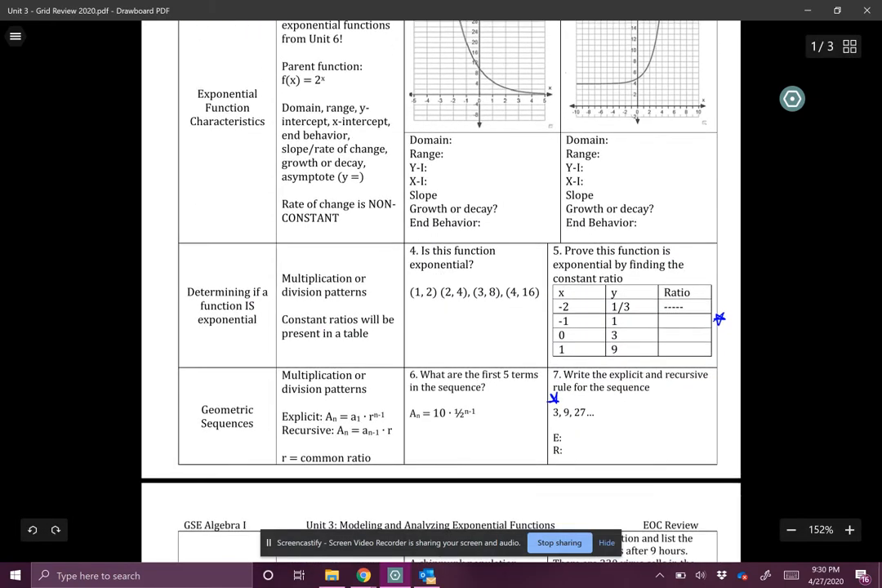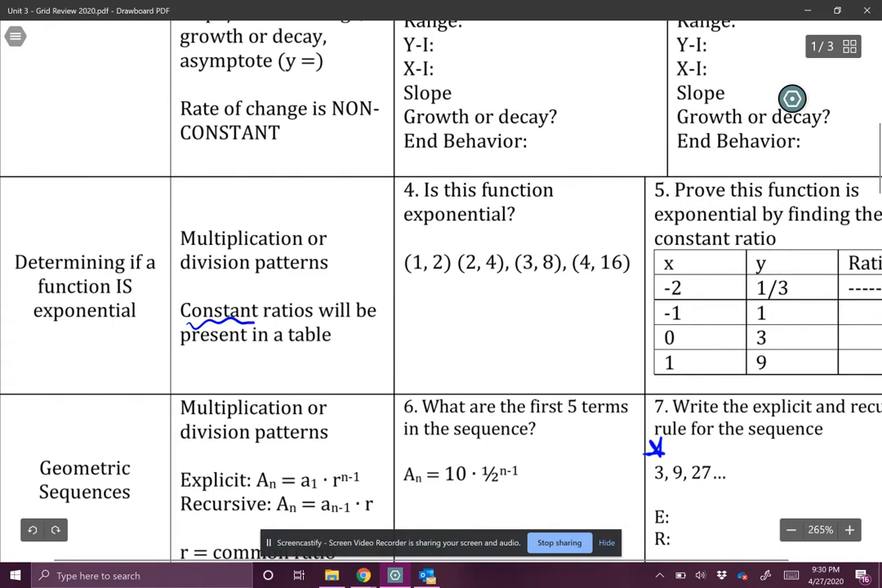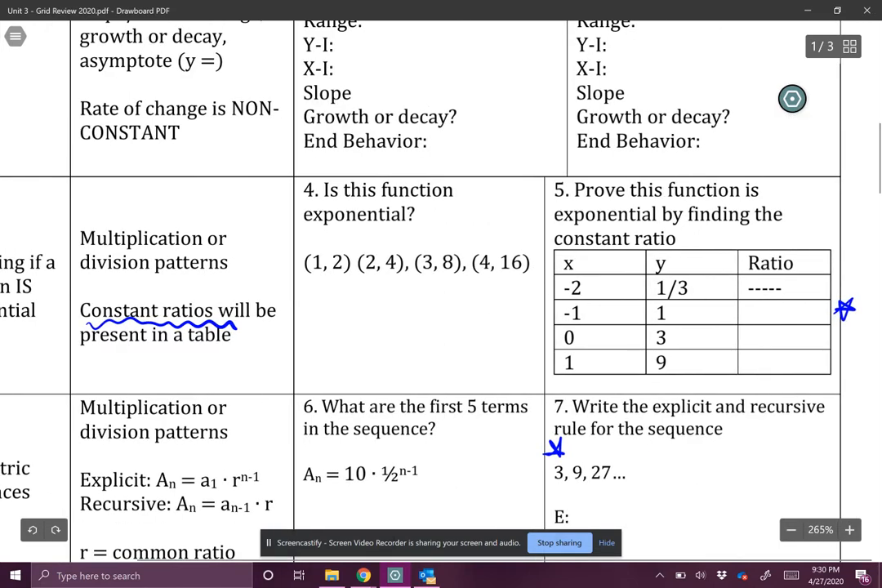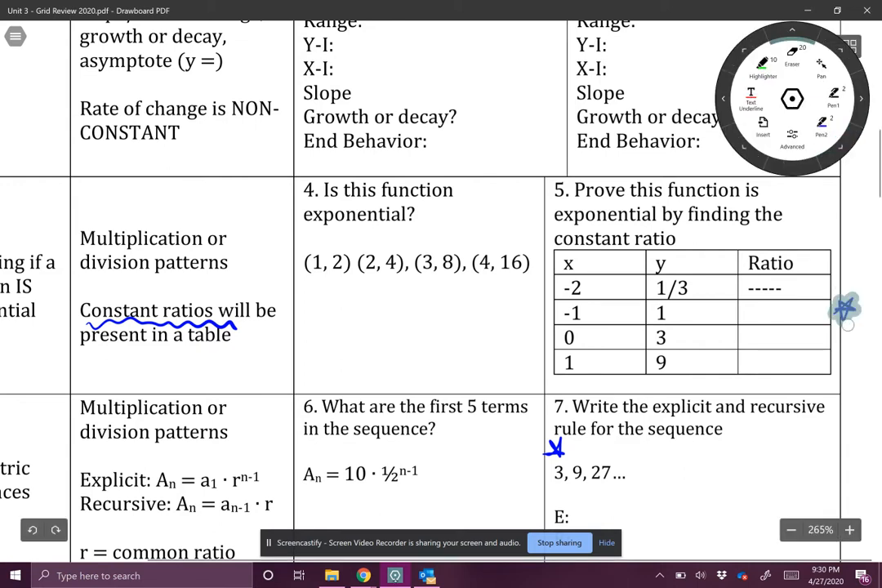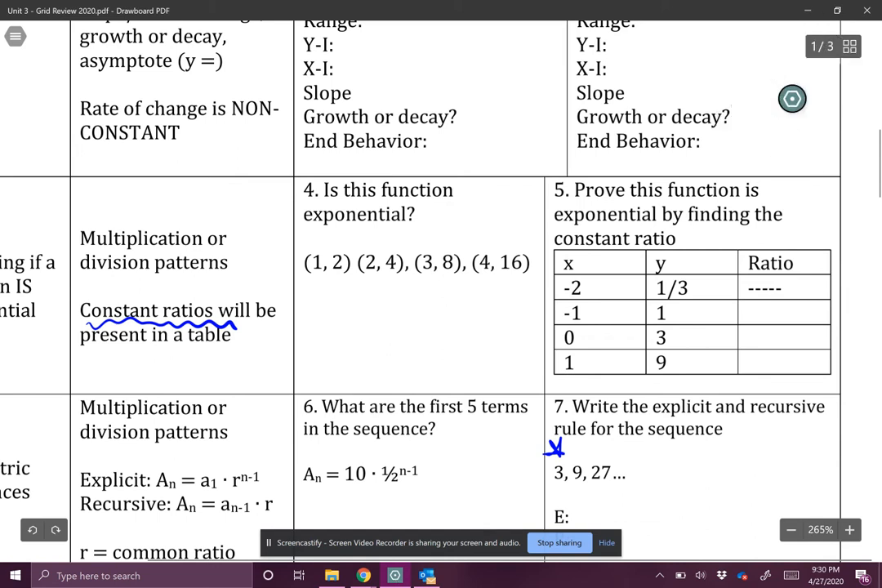So the first one I wanted to go over is on the front page, and it's talking about determining if a function is exponential. So remember that exponential functions have multiplication or division patterns, or there will be a constant ratio present in the table. And that's what we're going to look at for constant ratio, is number 5 here. I wanted to look at this because I noticed last week when we were practicing our table work ratios that a lot of people were doing it incorrectly. So I just wanted to show that work quickly.